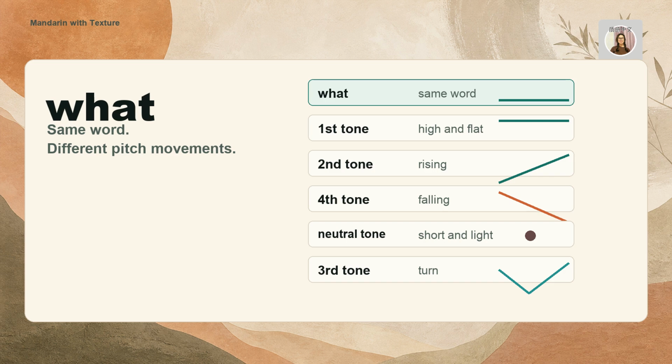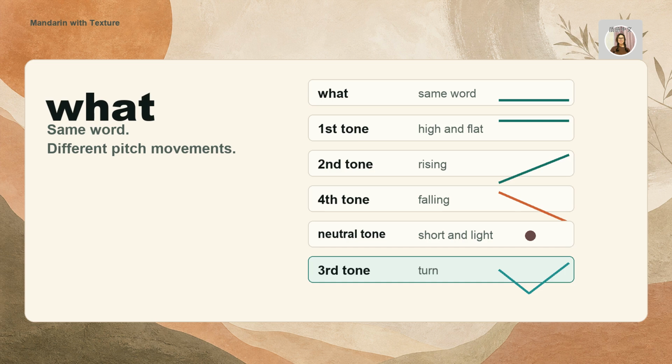Try it with the English word "what." First tone, high and flat. What? Second tone, rising. What? Fourth tone, falling. What? Neutral tone, short and light. What? But the third tone has a turn in it. What? That feels awkward if your ear is trained by English.